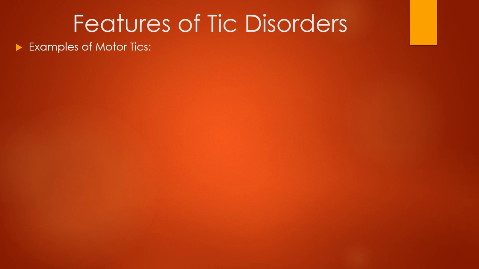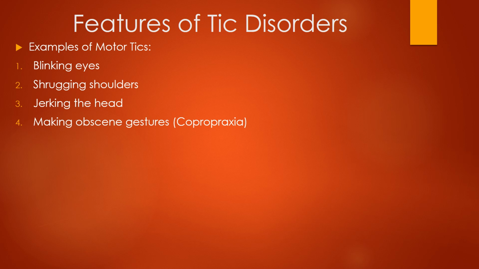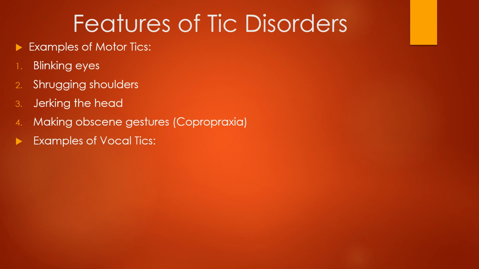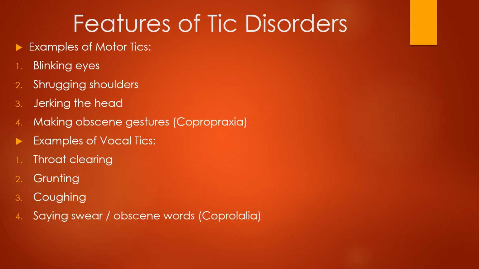Examples of motor tics include blinking eyes, shrugging shoulders, jerking the head, and making obscene gestures called copropraxia. Examples of vocal tics include throat clearing, grunting, coughing, and saying swear or obscene words, which is called coprolalia. Some patients display echolalia and echopraxia. Echolalia is repeating what the other person is saying, and echopraxia is mimicking what the other person is doing.